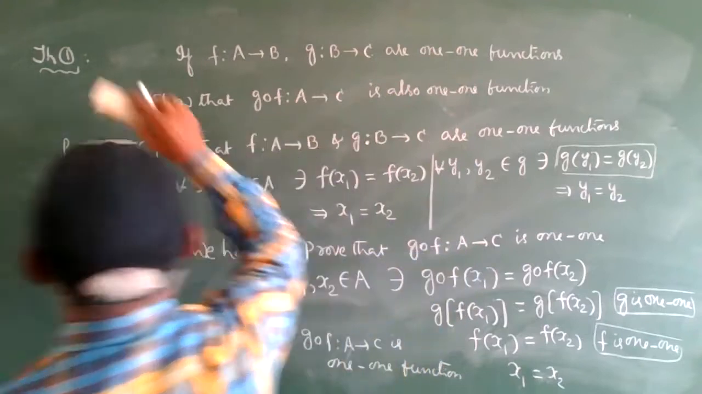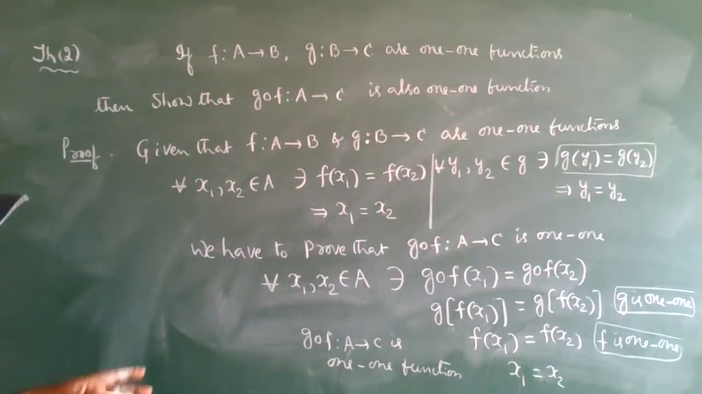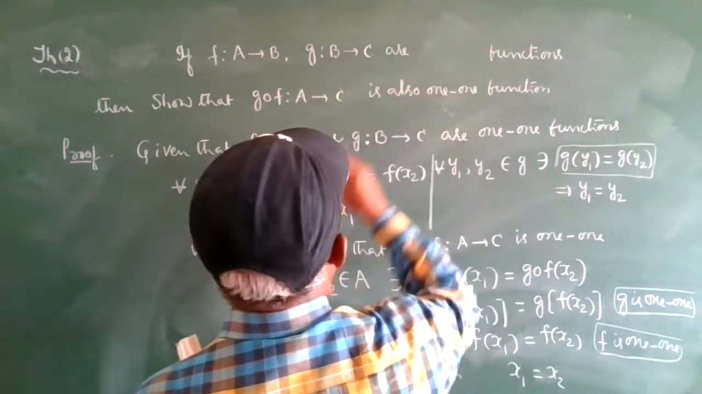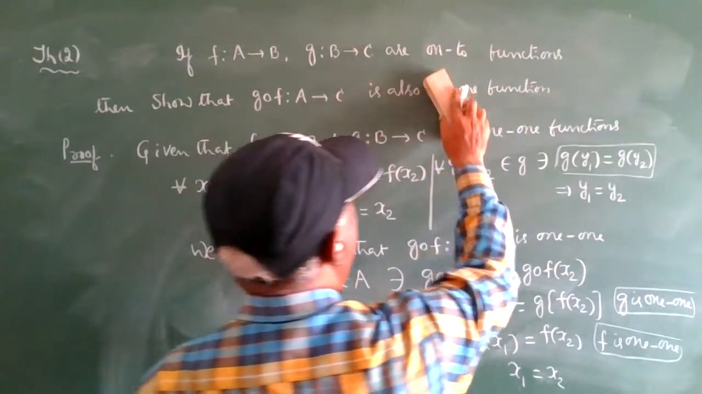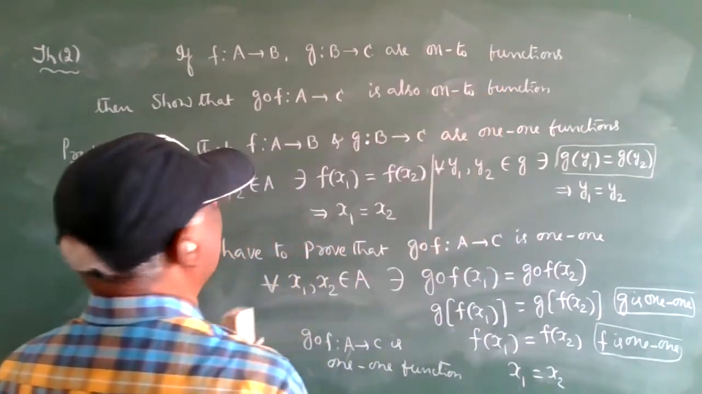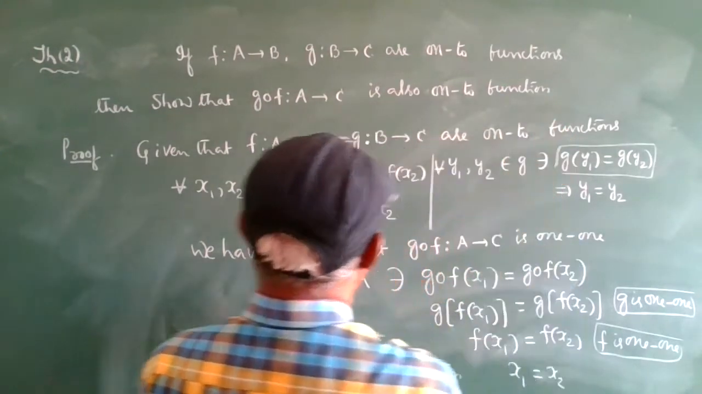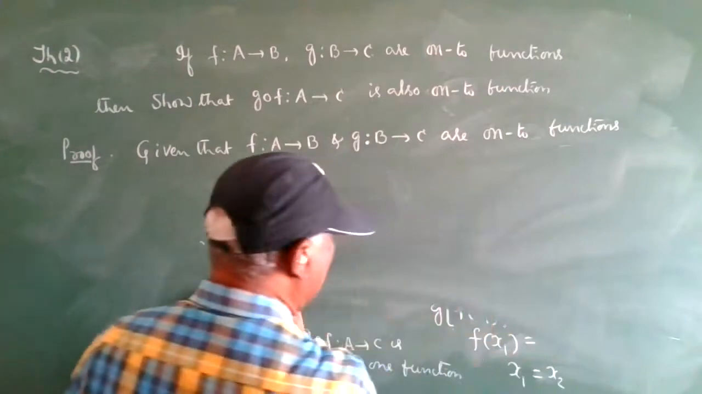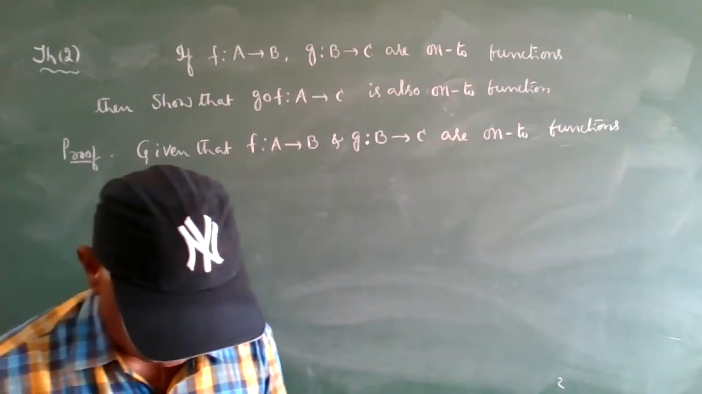On to function theorem number 2. Everyone see theorem number 2. If f is a mapping from A to B and g is a mapping from B to C are onto functions, then g circle f is also an onto function. Given that f and g are onto functions, now we are going to show that g circle f is also an onto function.